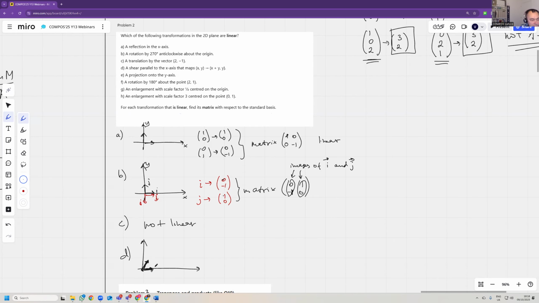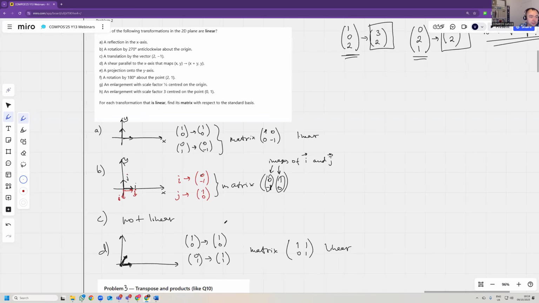So now let's see what the image is. So (1, 0) becomes (1, 0) because y is 0. And (0, 1) becomes (1, 1). Okay, so the matrix is [1, 1; 0, 1]. That is a shear. And it is linear.